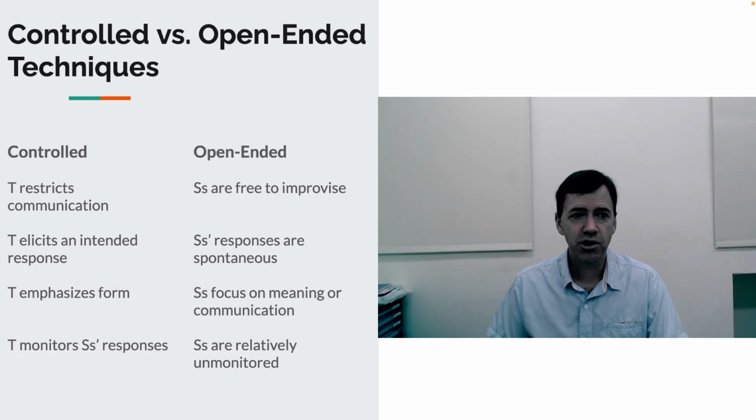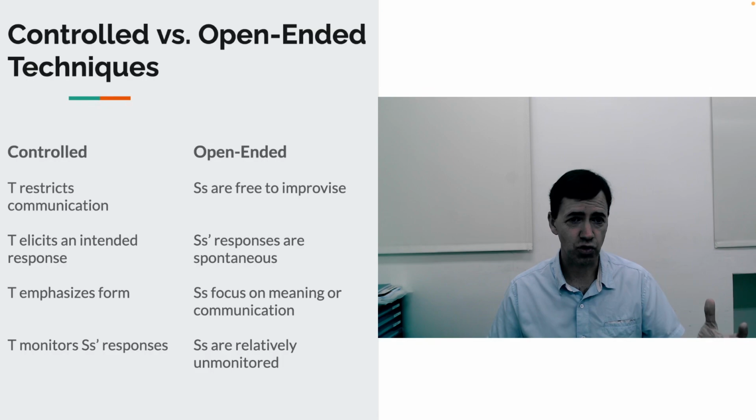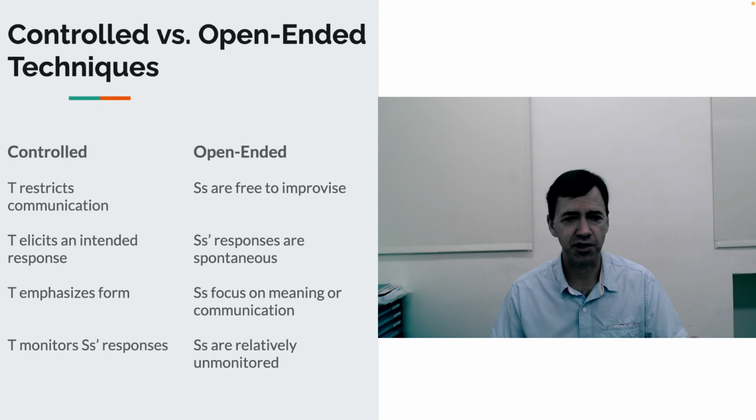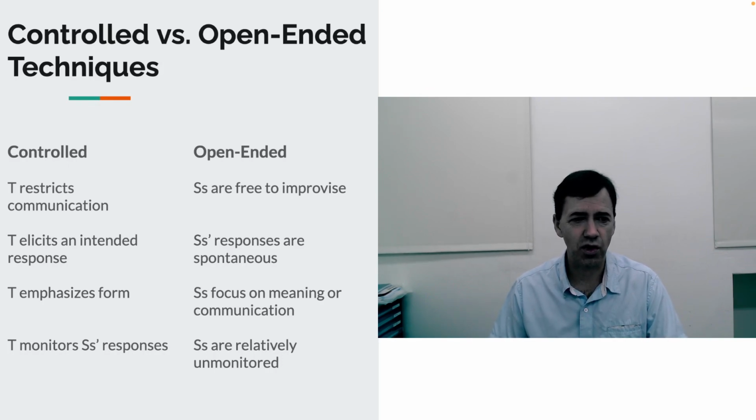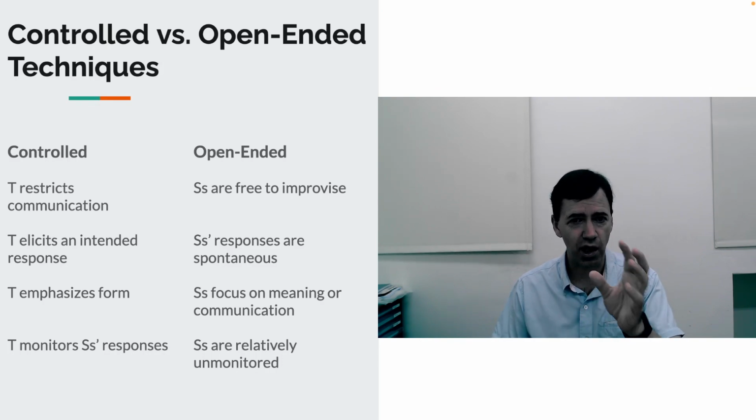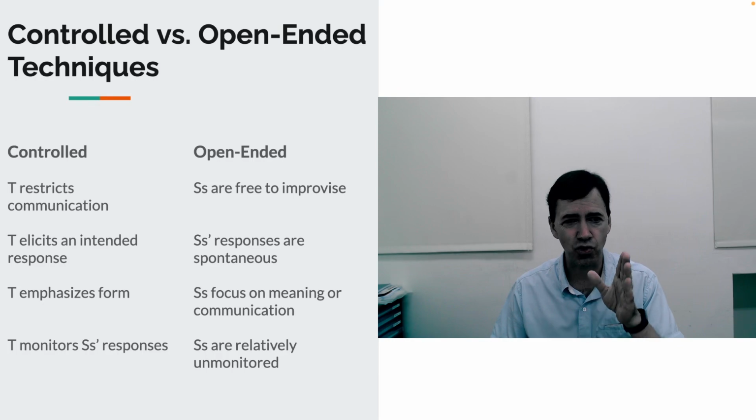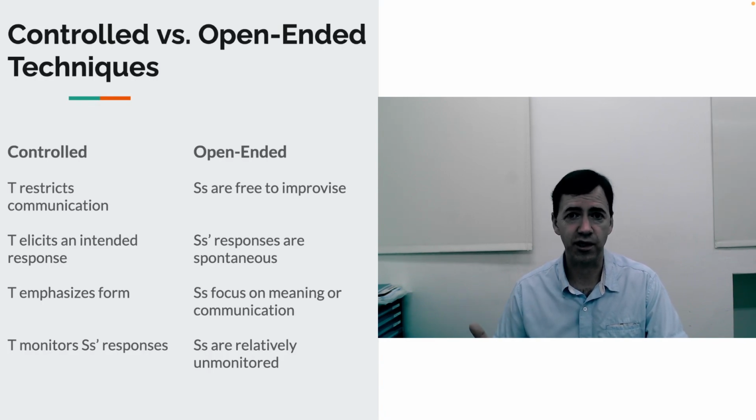Okay. So when we're talking about techniques, basically we have two ends here. We have the controlled and then we have the open-ended. So you can see there's a comparison and contrast here. On the control end, the teacher restricts the communication, which means I control what your output is because I want you to get the correct answer. I want you to use the form that I want you to practice. And then of course on open-ended, students are free to improvise. Control, the teacher elicits an intended response, and then open-ended, students' responses are spontaneous.